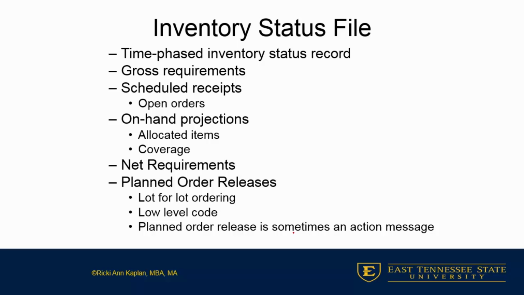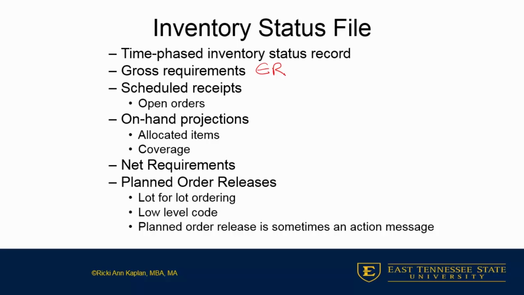And the pieces that are in this start with gross requirements. I often write gross requirements as GR. Gross requirements tell you how many you plan on using. How many you plan on using is gross requirements. What are you going to be required to use during that time bucket to produce what you need to produce?